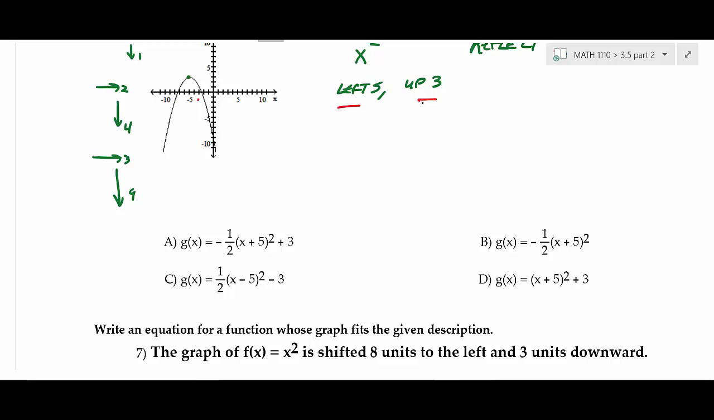A. You think A? Okay, let's see. That's left 5. That's good. Okay, it definitely reflected, so that's good. Okay, we're up 3, so that's good. And then that half looks good.